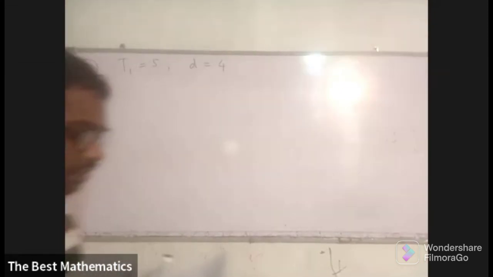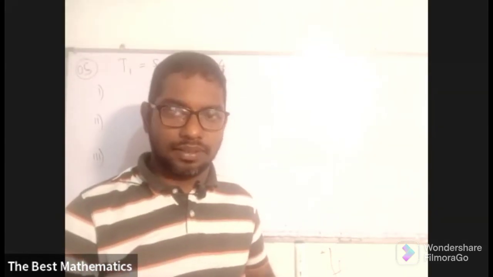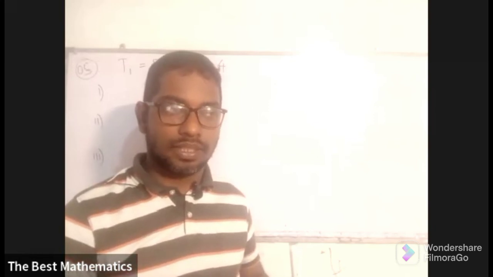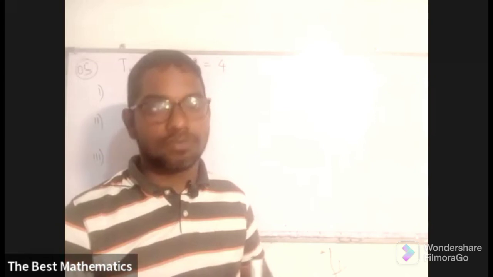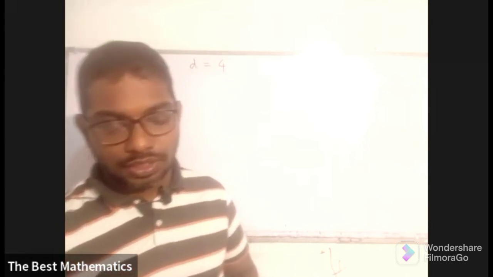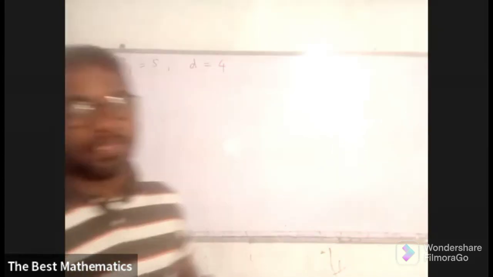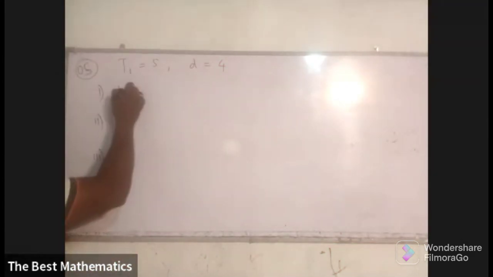Yes, Sudha. We are going to discuss the 7th question. First term is given, T1 equals 5. T1 means the first term, that is 5. Common difference CD, d is 4. Then in question number 1, they asked to find the first 5 terms. First term is 5, that is given.